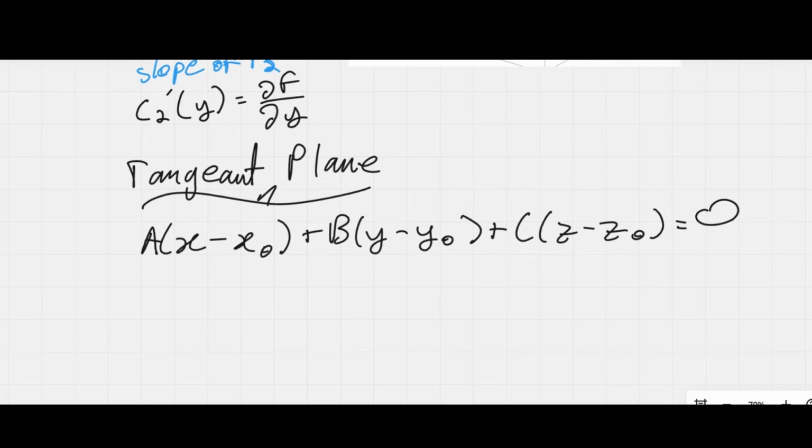Now, the reasoning behind why this is the equation for a plane is something for future discussion. For now, we can focus on the fact that this is the equation of a plane passing through a point that is given by x naught, y naught, and z naught. Let me actually redraw this 0. It looks much better. Yes, that way.